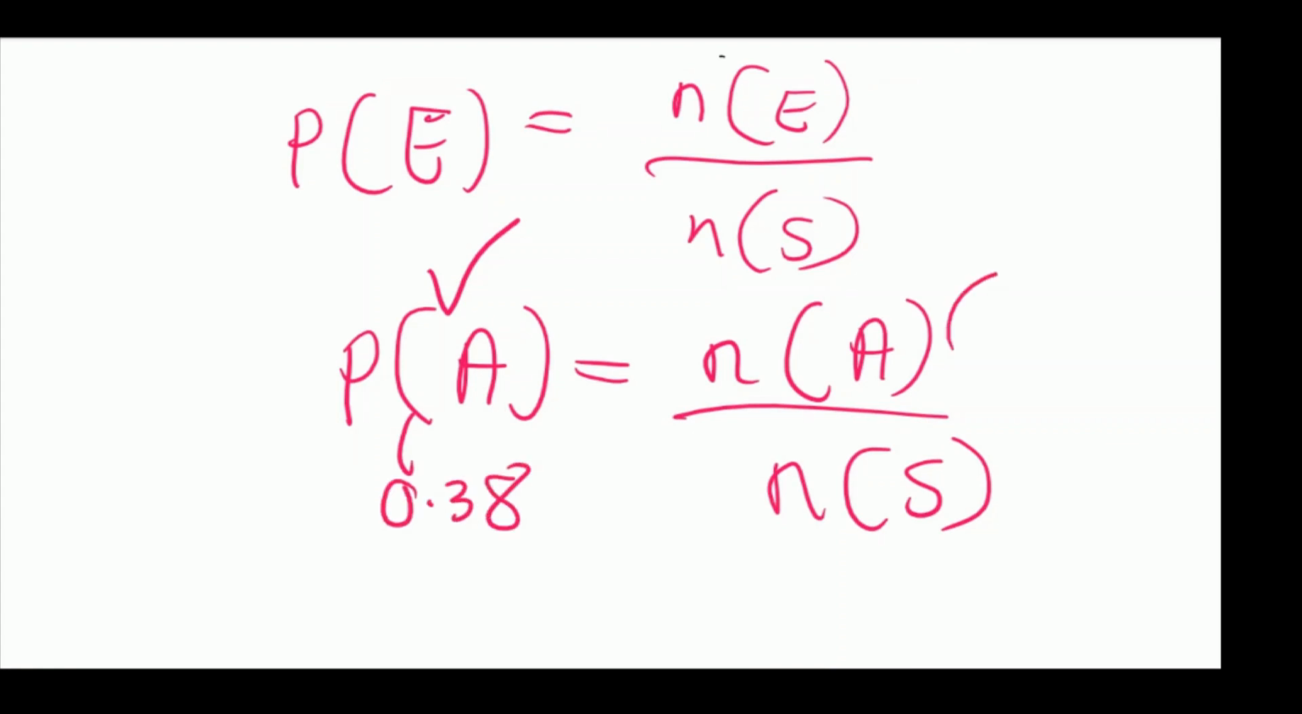But we don't know N of A, the number of ways that this event happens. So it's not known. Hence, we cannot identify the number of samples.